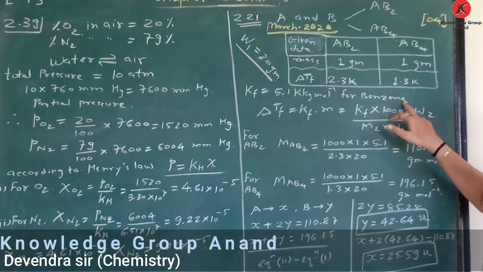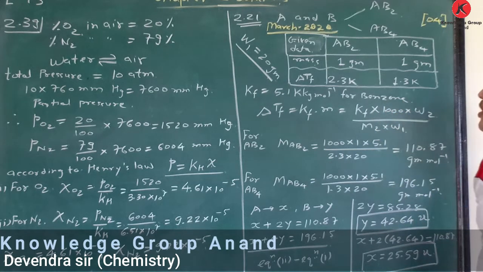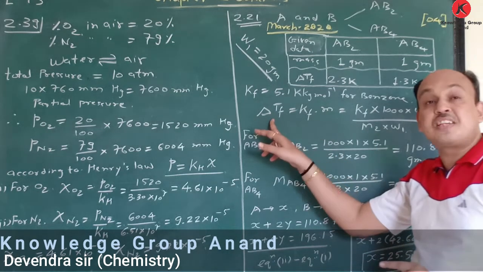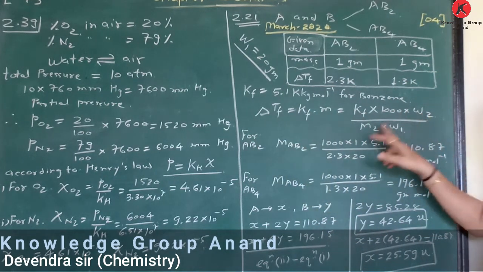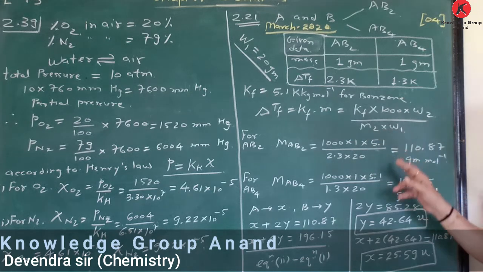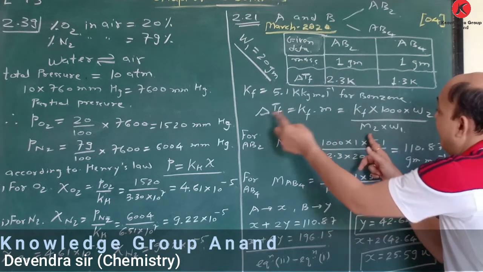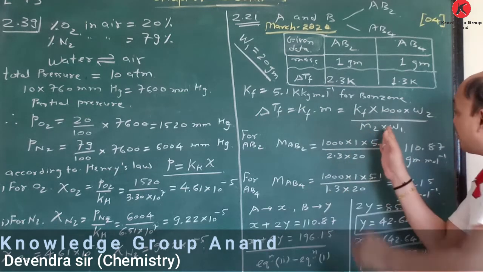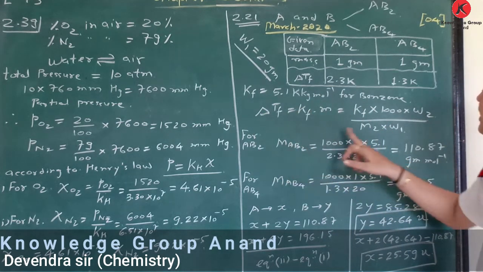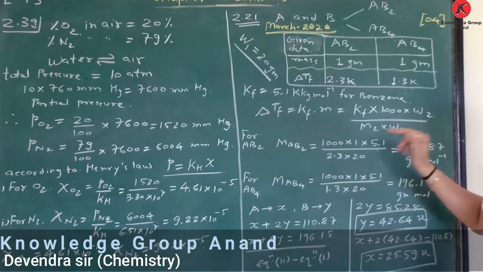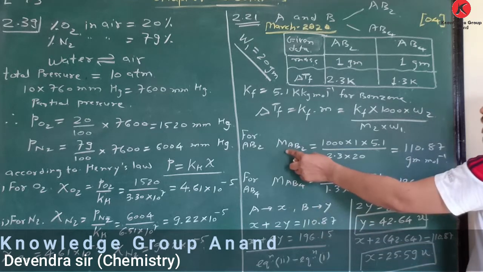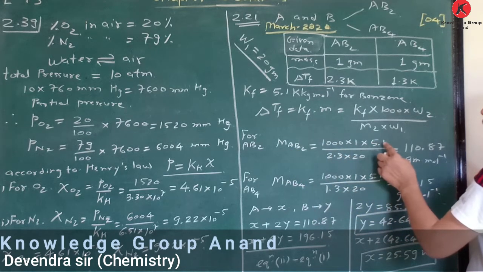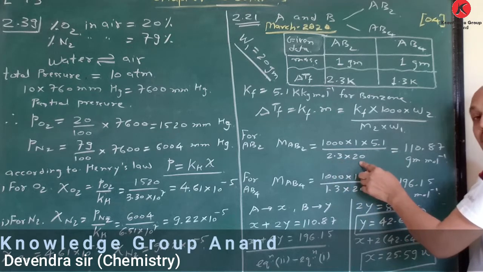Remember, this value is only for the solvent, it is not for the solid. So remember one formula: delta Tf is equal to Kf into m, where delta Tf stands for depression in freezing point. So Kf into 1000 into W2 divided by M2 into W1. Now you see, M2 goes to this side and delta Tf comes to this side. So we change the position. At that time M2 is the molecular mass of AB2 and AB4. So the molecular mass of AB2 is equal to 1000 into 1 into 5.1 divided by 2.3 into 20.